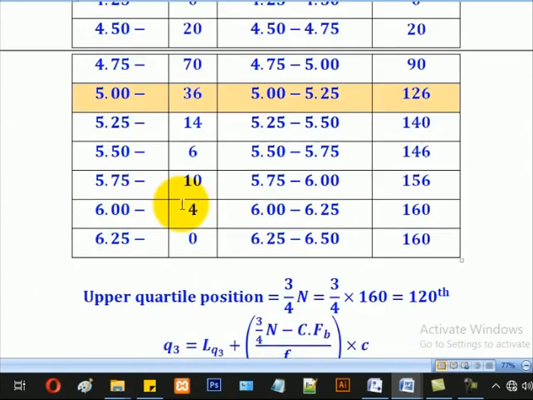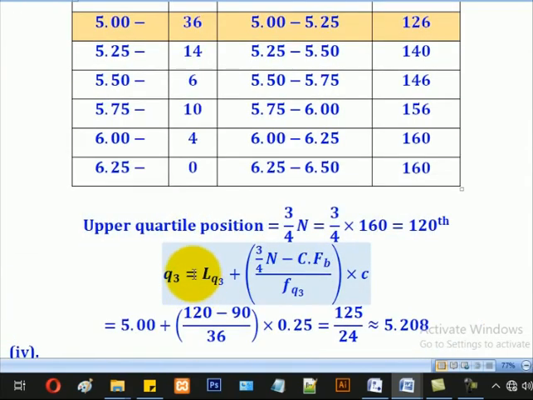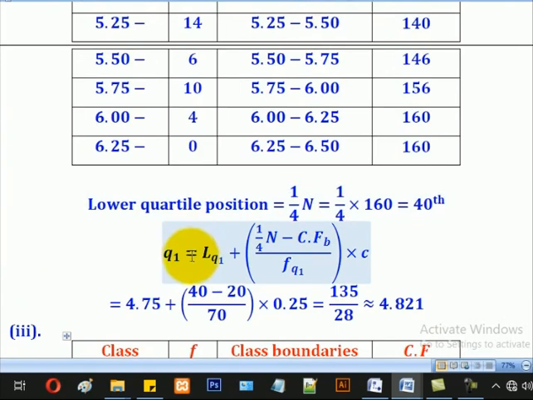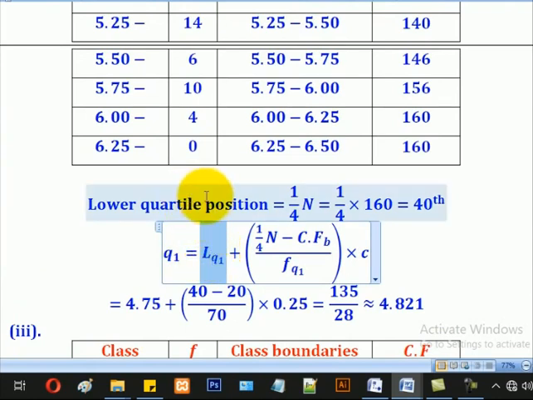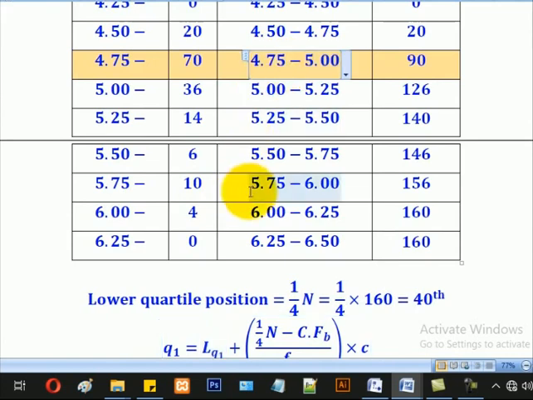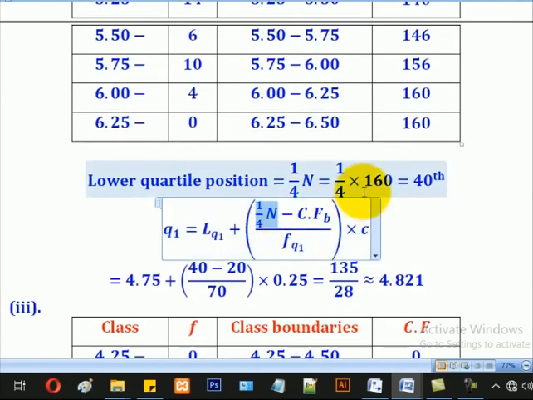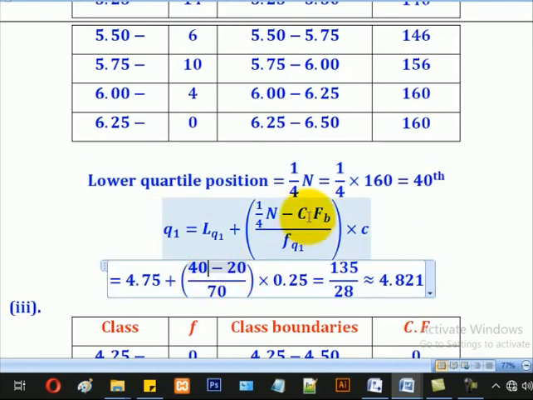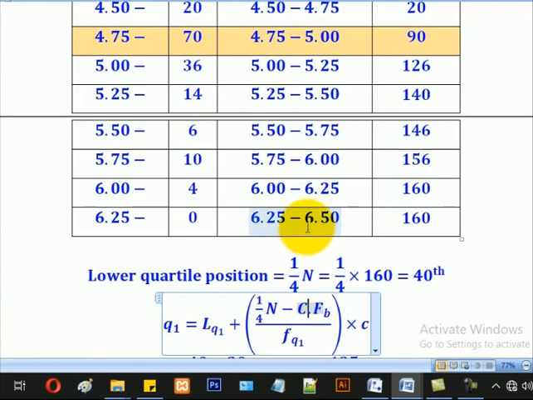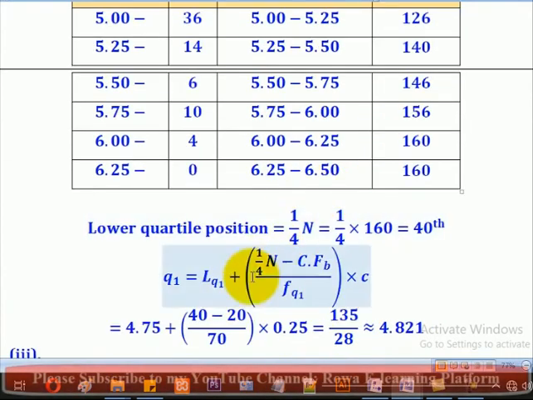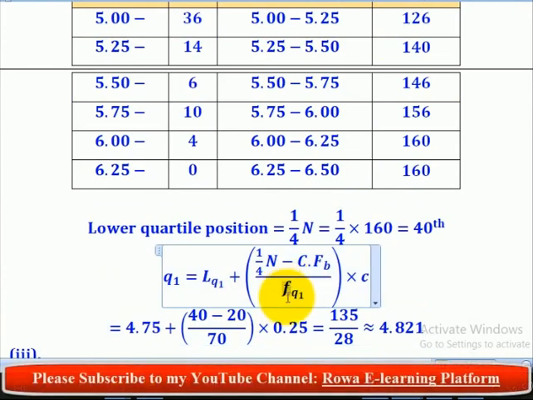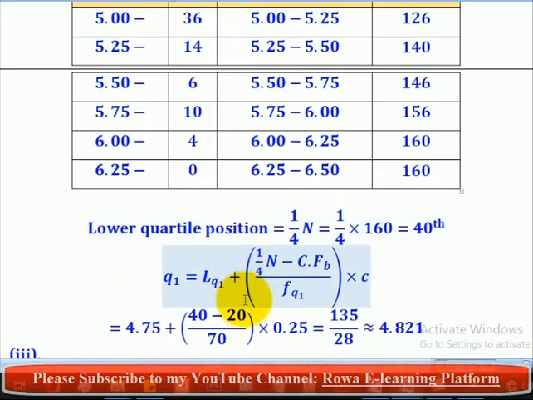We shall use it to get the parameters. In this case, we are on the lower quartile. This symbol Q1 denotes the lower quartile, and L1 denotes the lower class boundary of the quartile class, which is 4.75. A quarter n denotes the position, which is 40, so put your 40 there. CFB denotes the cumulative frequency before the quartile class, which is 20, so you put your 20 there. F1 denotes the frequency of the lower quartile class, which is 70, so you put 70 there.